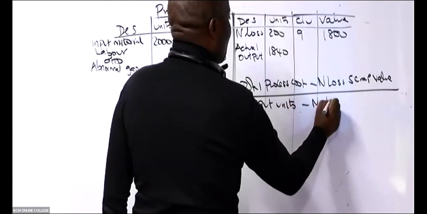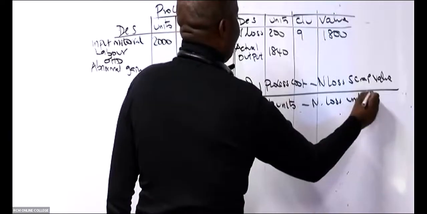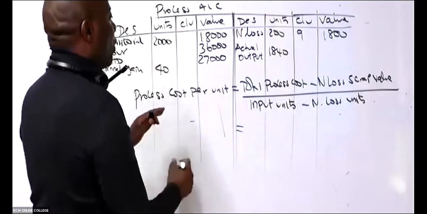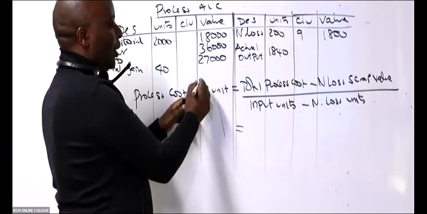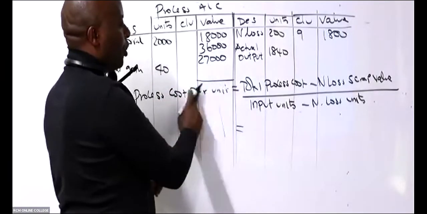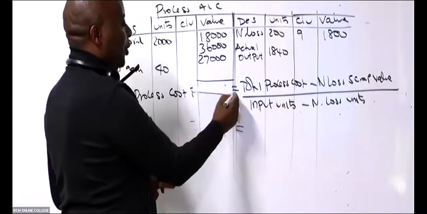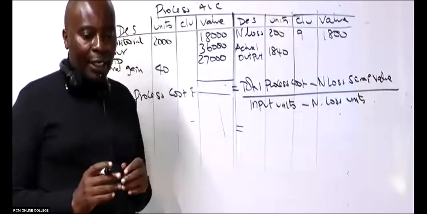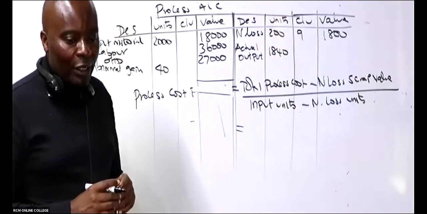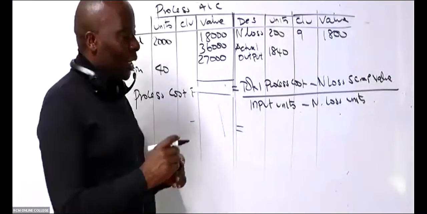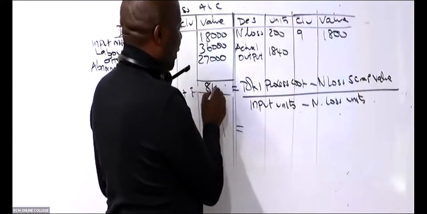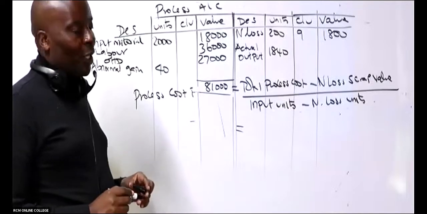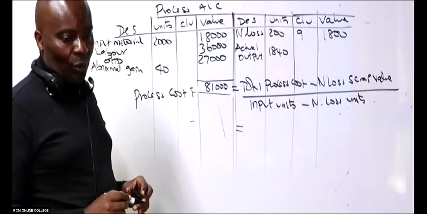minus normal loss units. So is there somebody who is able to give me the total process cost by adding these three? Because costs are normally debited. Somebody is giving me 81,000. I don't know whether this figure is correct. Is that figure correct? I think so.